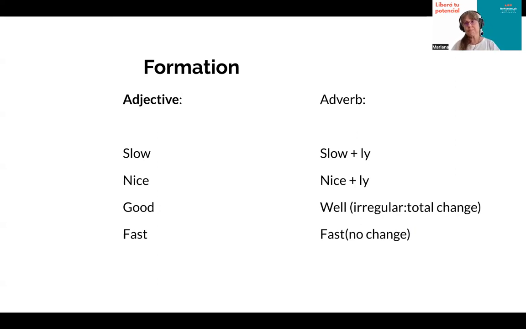But general rules tend to not be enough many times. We've got some adjectives and adverbs that do not follow that rule. For example, good is considered irregular and changes to well. Total change. And then we've got another group that has no change at all, like the word fast. Fast is an adjective and also an adverb.